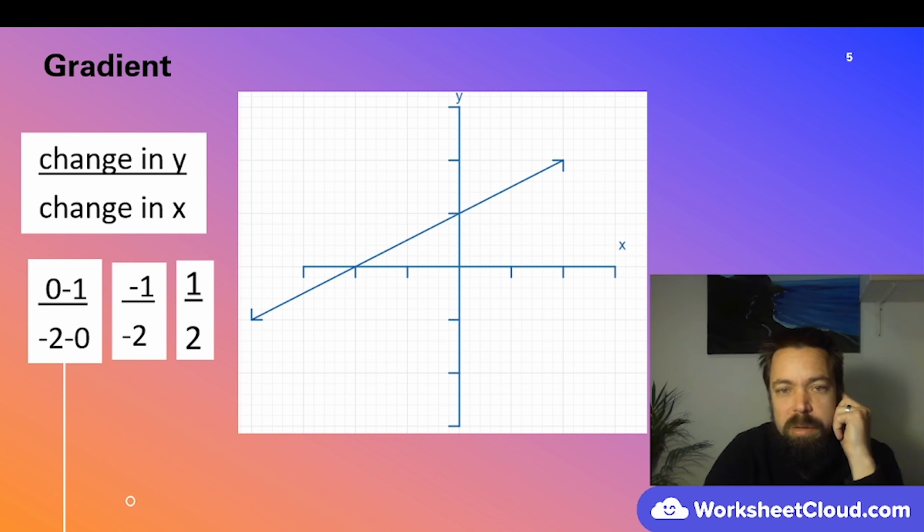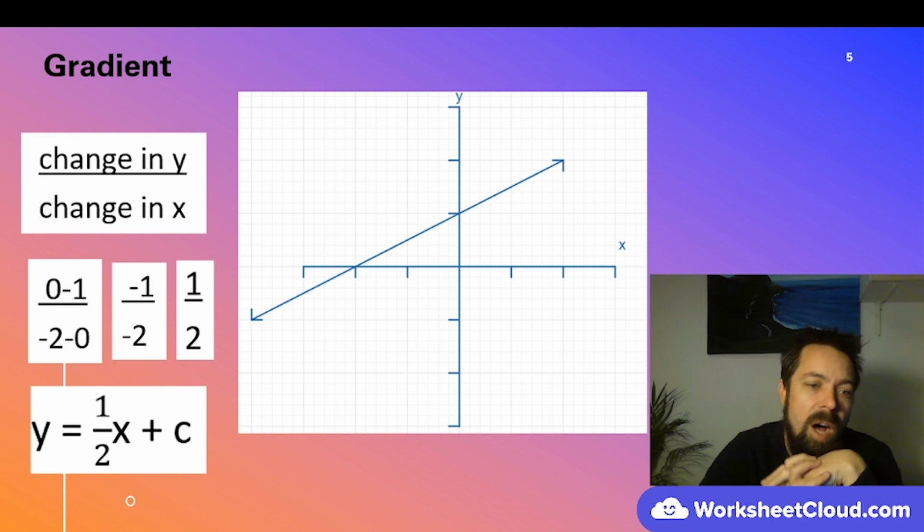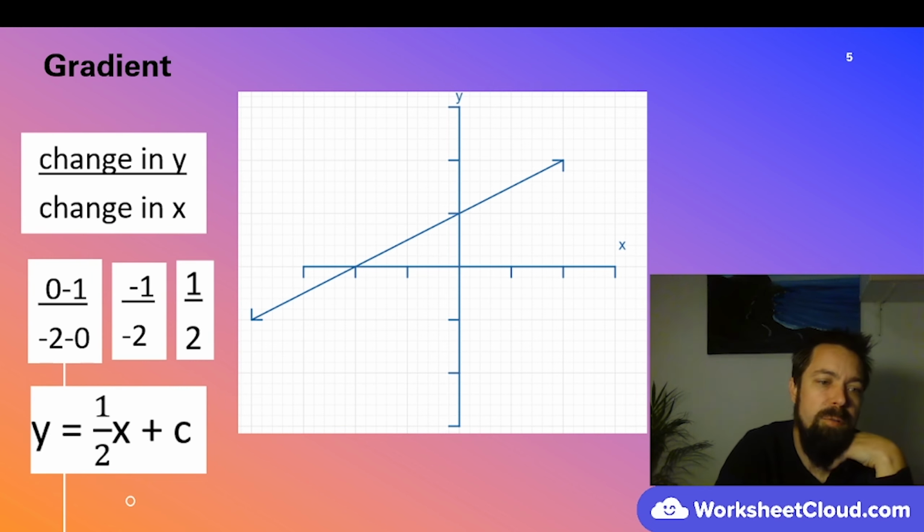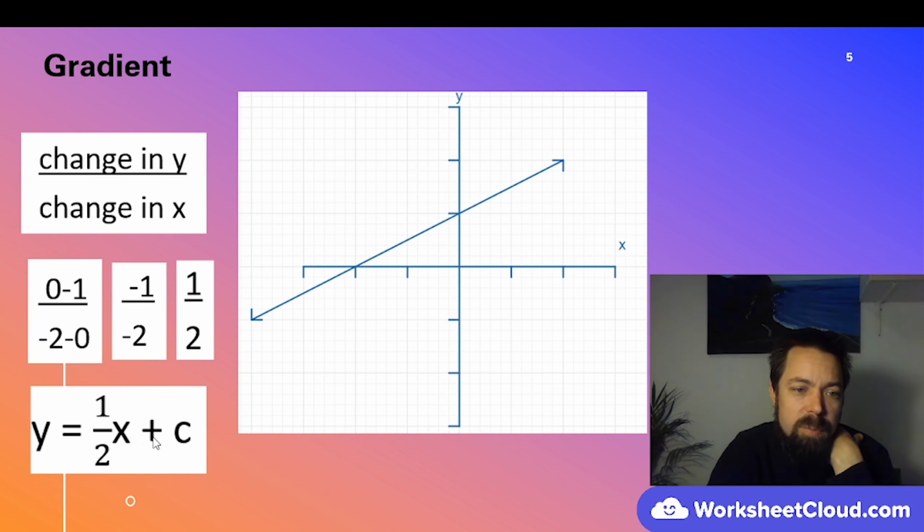So in other words, my equation for this is y equals a half x plus c. So we write the format of a graph in this y equals mx plus c format. Now c is where it crosses the y-axis. Another way of thinking of it is, if we covered this up, let's say x is equal to 0, because x is equal to 0 anywhere along the y-axis. We read that the x value is 0.